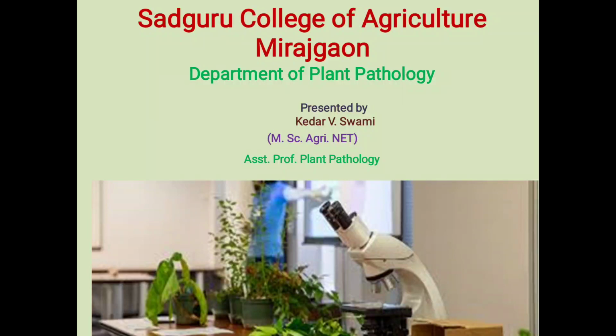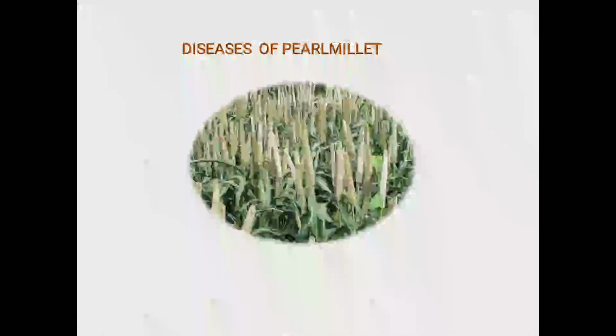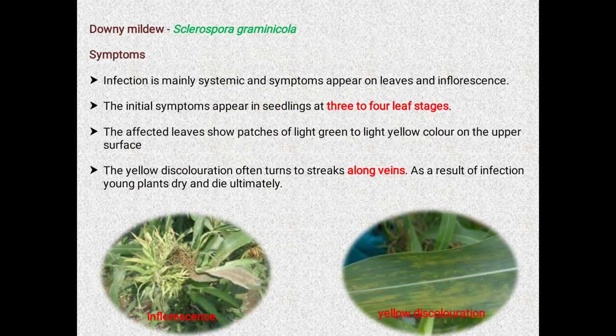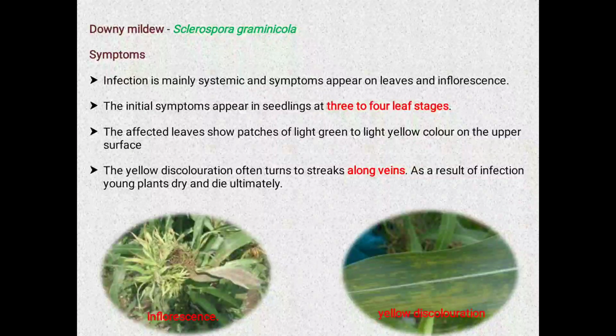Today, we are going to see the diseases of pearl millet. First of all, we study the downy mildew disease that is caused by Sclerospora graminicola.